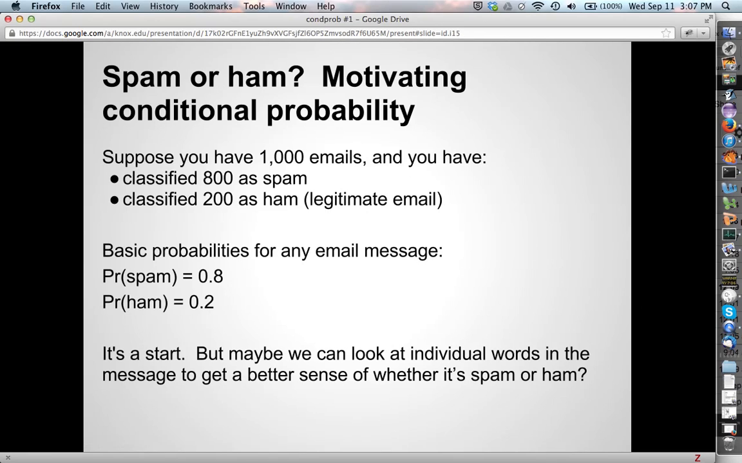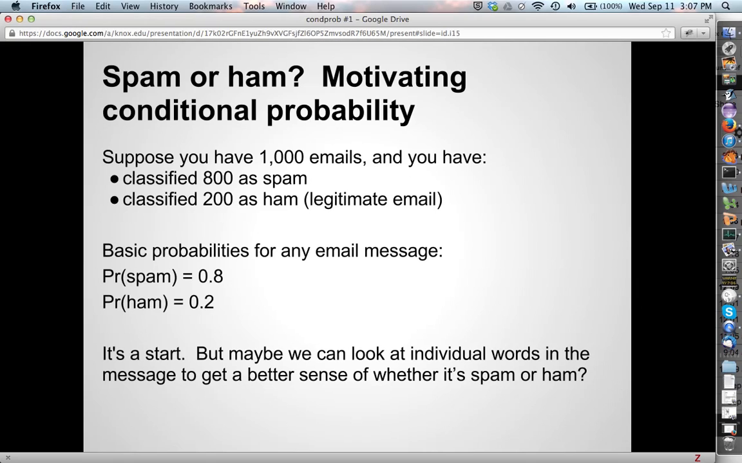You want to classify email automatically as a spam message, some sort of terrible advertising message that's often a scam, or a ham message, a message you actually care about. Well, suppose you have 1,000 emails, and you've classified 800 of them as spam and 200 as ham, or legitimate email. So the basic probabilities here: the probability any message is spam is 0.8, and the probability that any message is ham is 0.2. This is a start, but it doesn't really get us where we want to go.